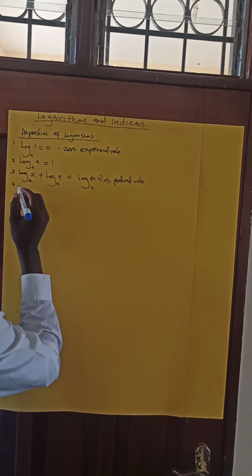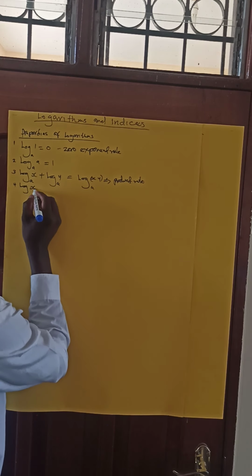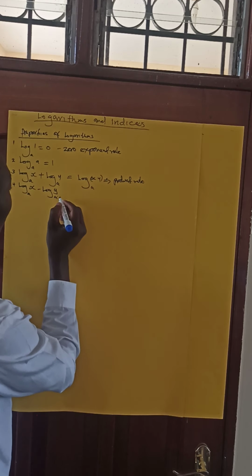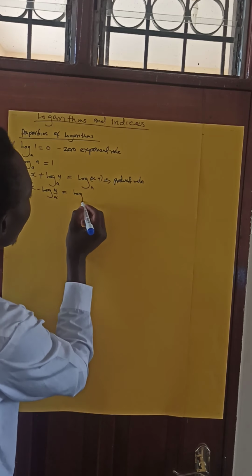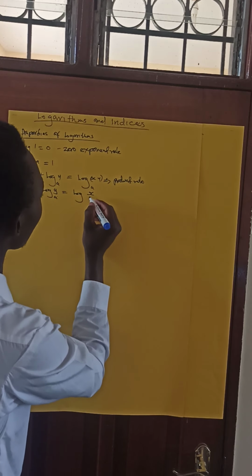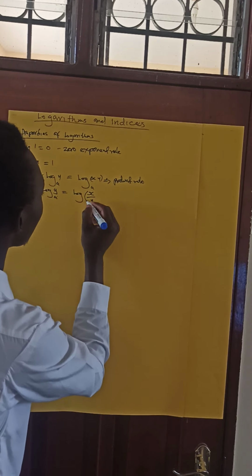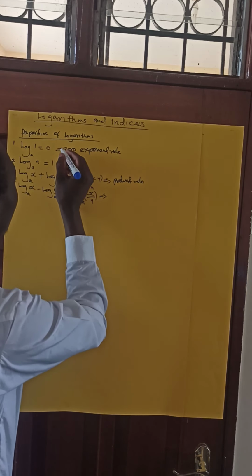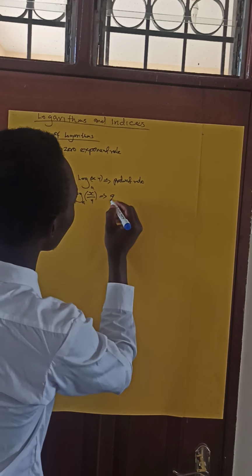Property number 4, we have log x base a minus log y base a, which is equal to log x over y base a, and this is what we call the quotient rule.